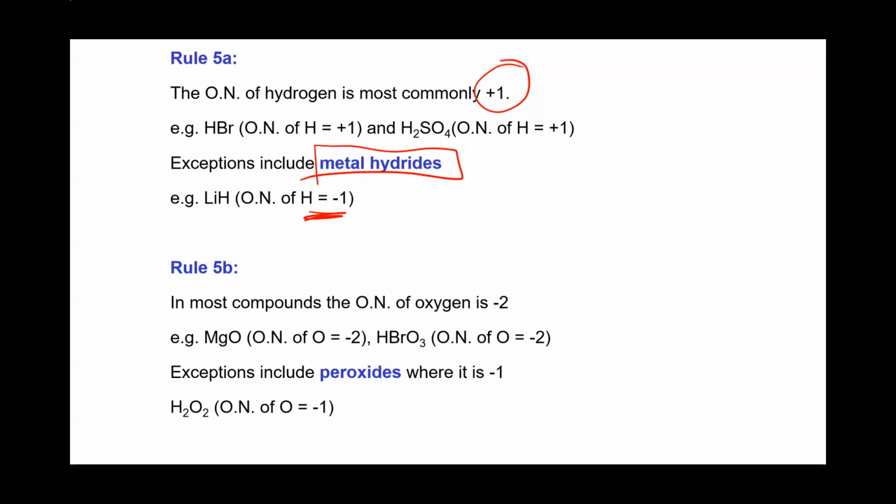Similarly, most of the time, in a compound, oxygen will have an oxidation number of -2. There's an exception, though, for hydrogen peroxide, H2O2, in which it has an oxidation number of -1. So these two things you just have to remember, okay? So you just have to remember these two exceptions here.